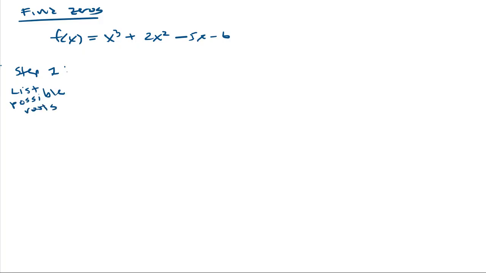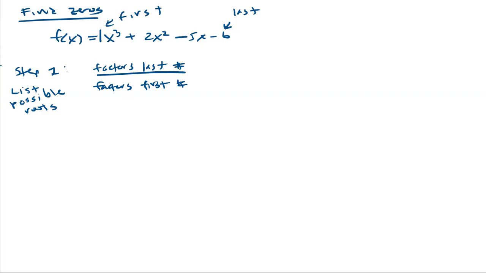What we do is we take the factors of the last number and then divide that by the factors of the first number. So what do I mean by last and first? This number here is your last number, and the number in front here will be your first number.